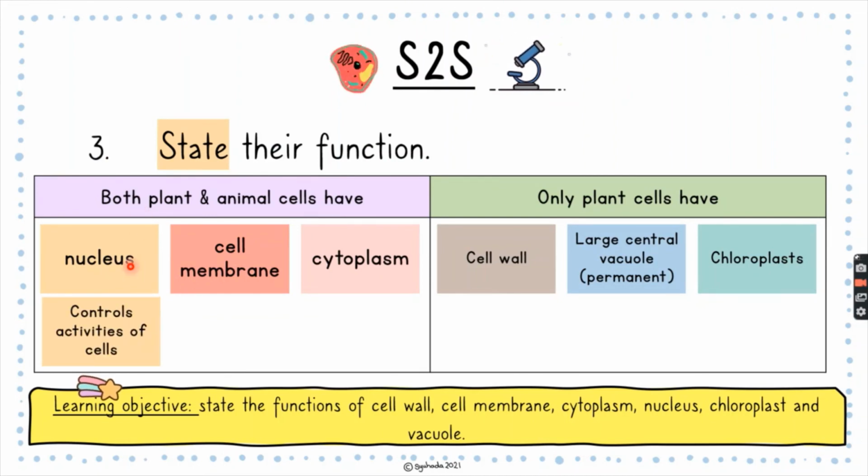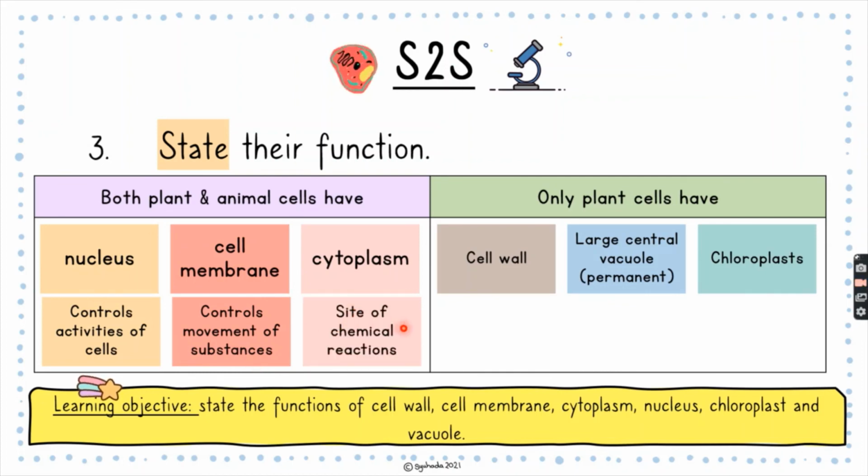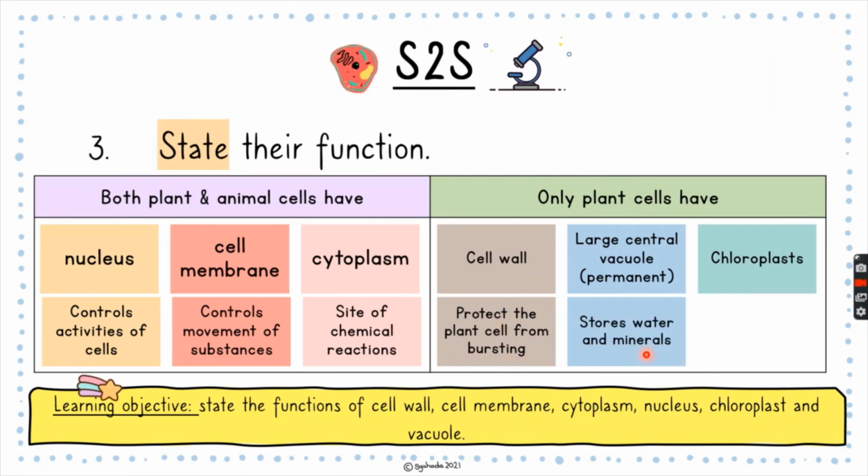So what is the function of the nucleus? It is to control the activities of the cell. Cell membrane is to control the movement of substances moving in and out of the cell. The cytoplasm is the site of chemical reactions. Cell wall is to protect the plant cell from bursting. And the large central vacuole is to store water and minerals, and note that the vacuole is permanent in plant cells. And chloroplast has a main function to carry out photosynthesis.